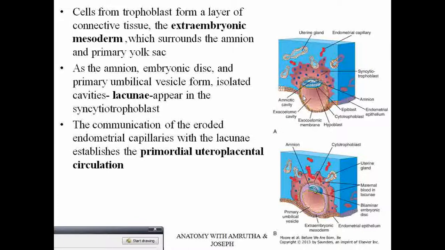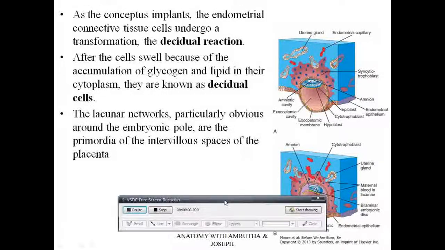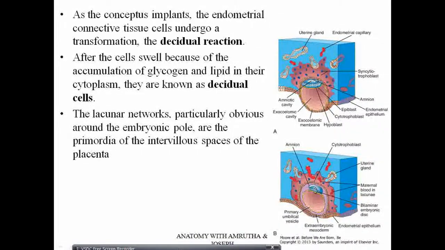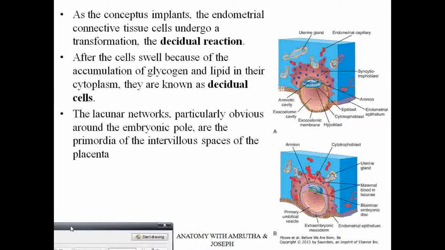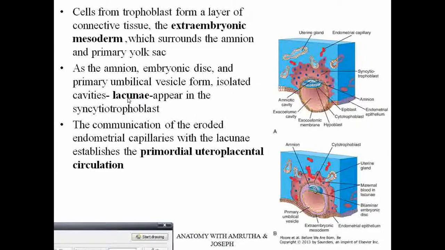Now the cells from the trophoblast form a layer of connective tissue called extra-embryonic mesoderm. So after forming extra-embryonic mesoderm, which is here, which is going to surround the amnion and the primary yolk sac.